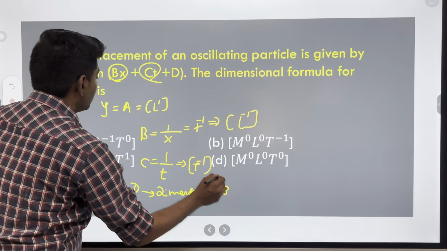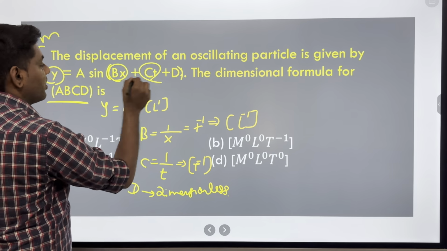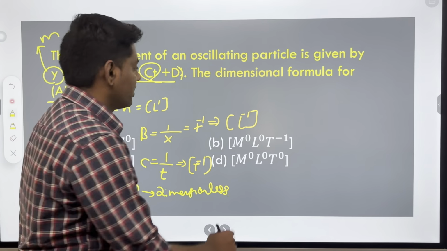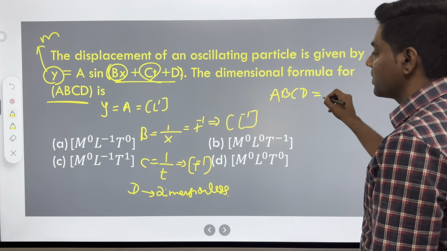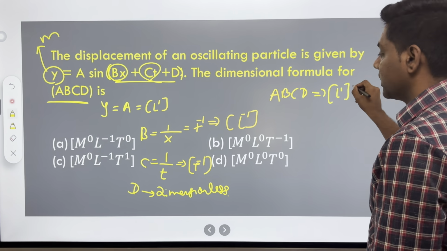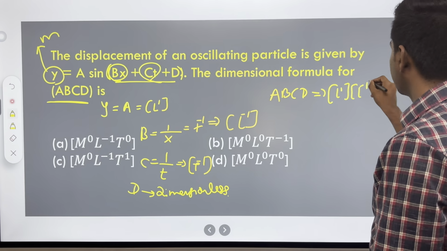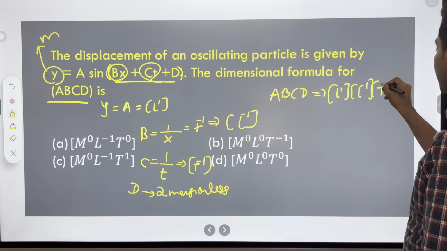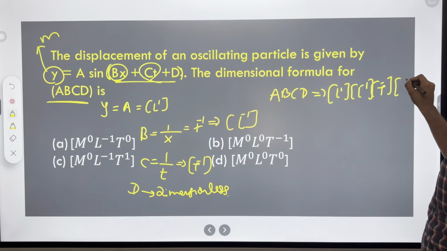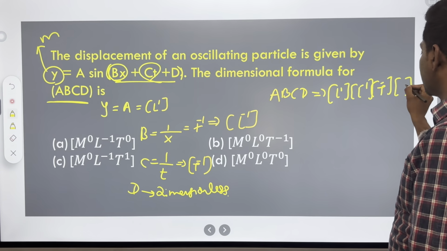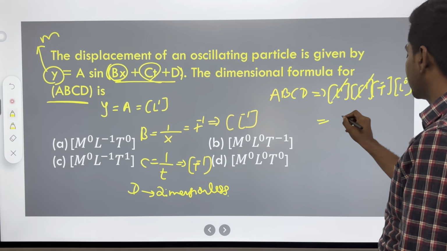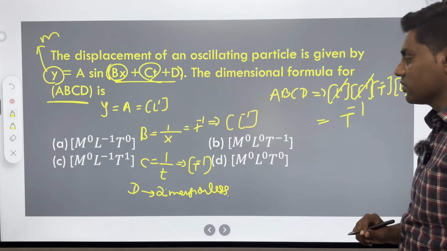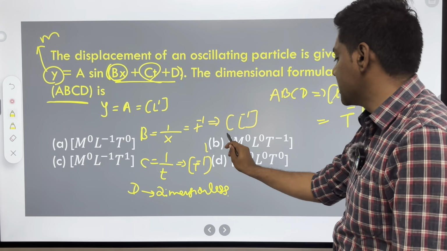And D is a dimensionless quantity. Inside the bracket of sine, all are dimensionless quantities. Therefore for A, B, C, D the dimensions are L1, L minus 1, T minus 1, and D is dimensionless, that is 0. So L1 and L minus 1 get cancelled, leaving T minus 1. So the answer is option B, the final answer.